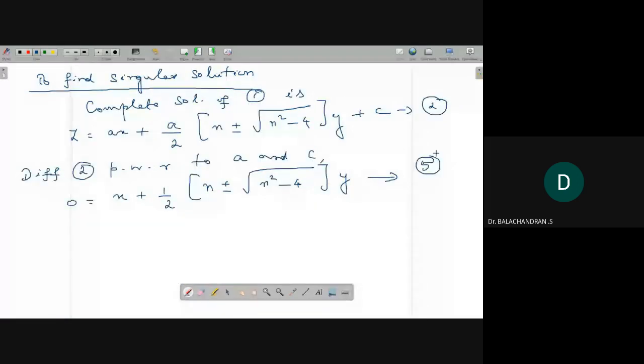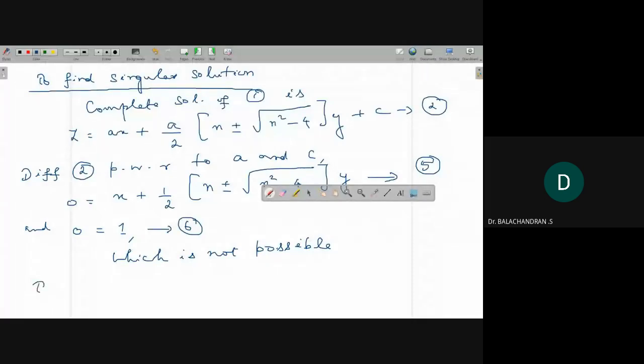Now, if you differentiate the same equation with respect to C, left side is 0, right side will get 1. So this is 6, which is not possible because 0 equal to 1. So therefore there is no singular solution of equation 1. So in general, for type 1, there is no singular solution. So only complete and general solutions are enough.